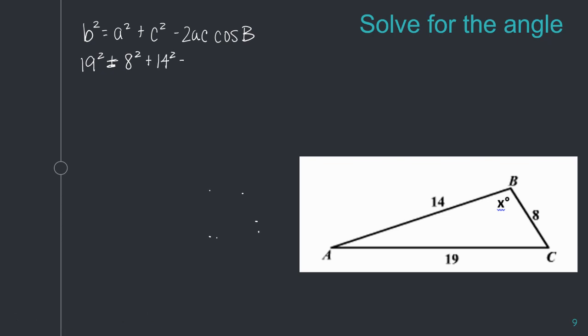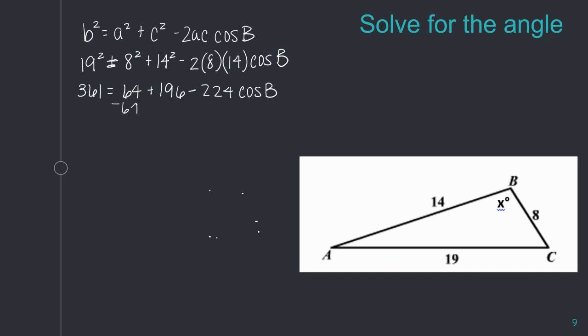Remember, I know this because these are the sides that are across from the angles. So side 8 is across from angle A, 14 is across from angle C. That's how I know which side is which. Now I'm going to evaluate. So I'm going to start with 19 squared, which is 361. 8 squared is 64, and 14 squared is 196. I'm going to multiply 2 times 8 times 14, which is 224, times the cosine of B.